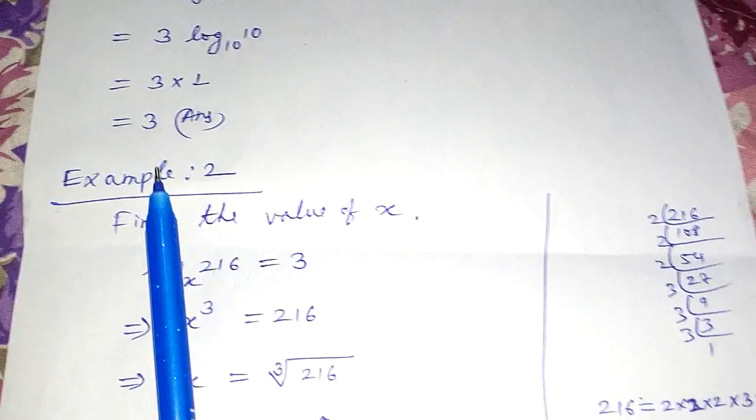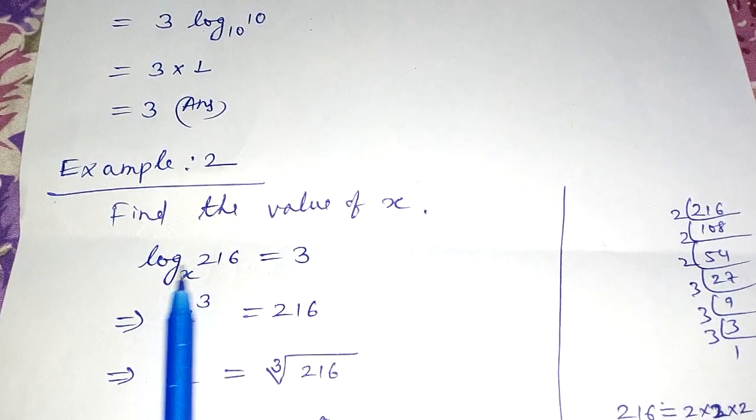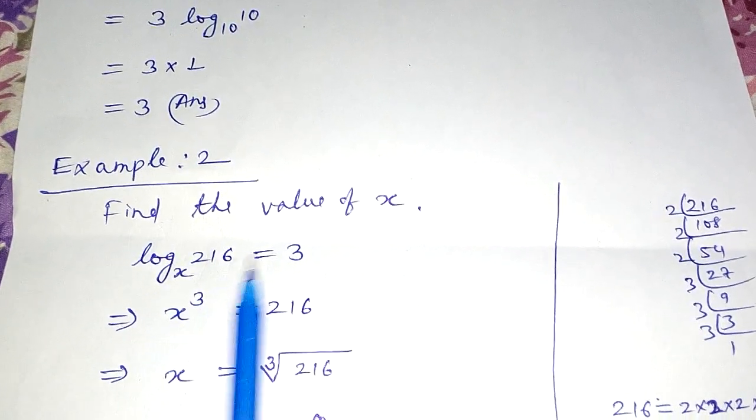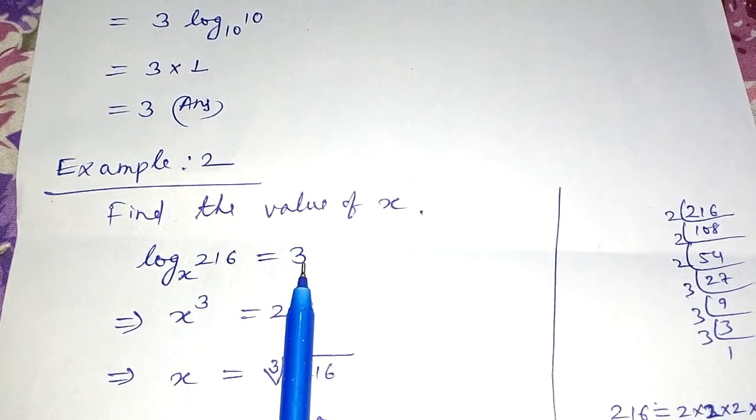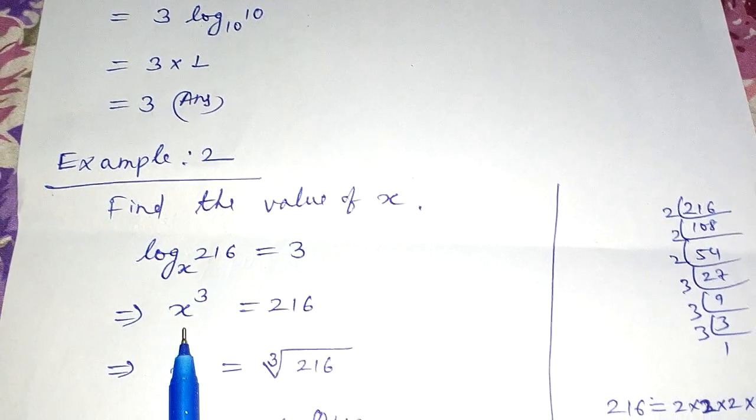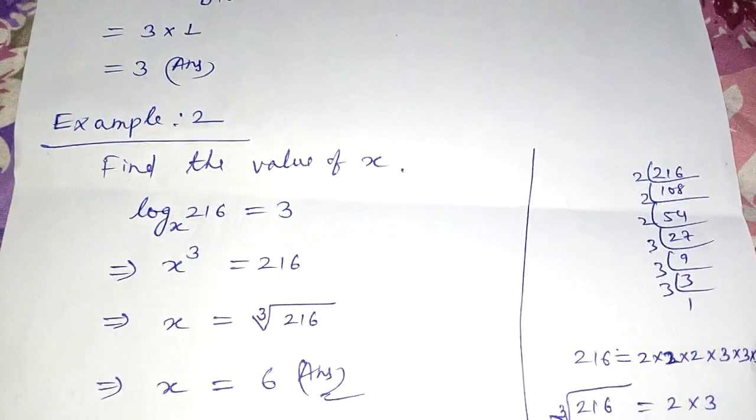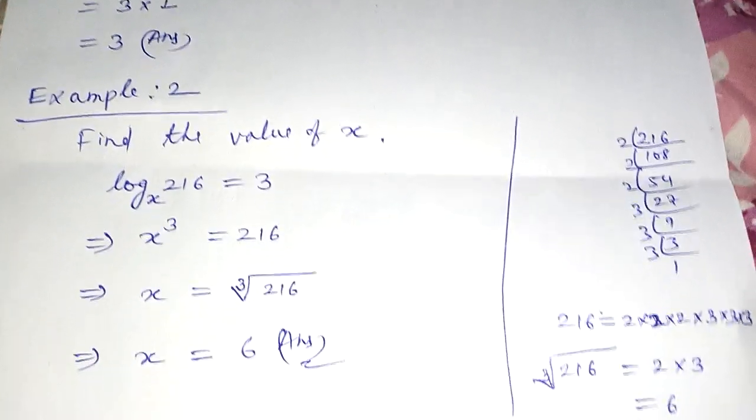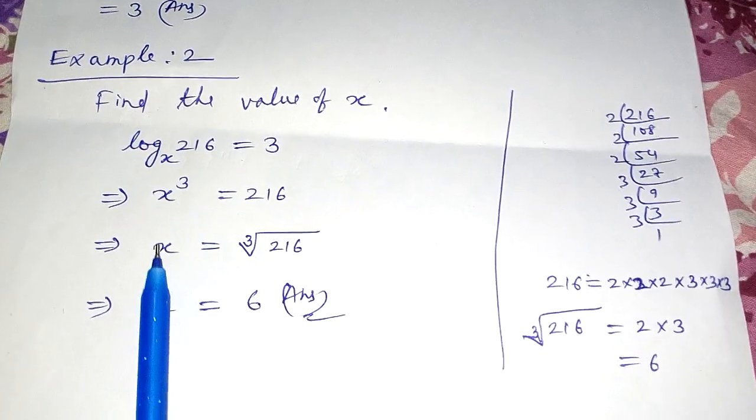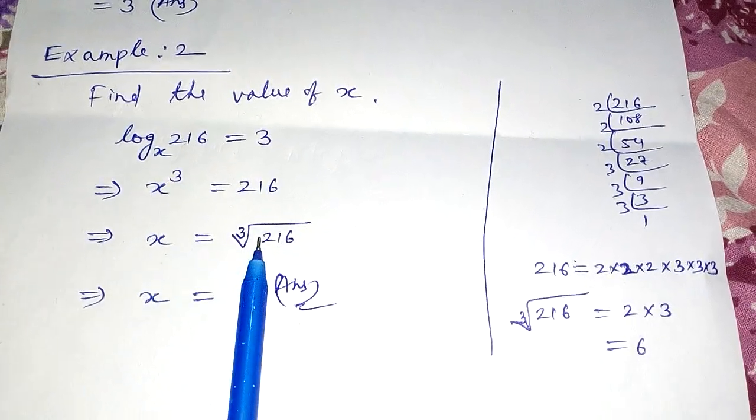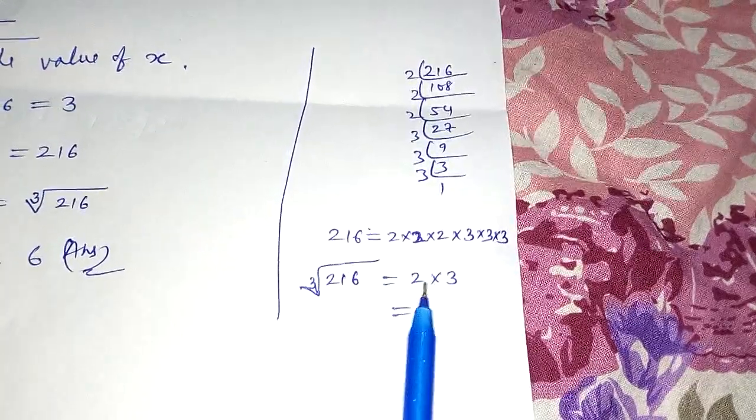Example 2: find the value of x, and the question is log 216 base x equal to 3. You know formula number 1, that x goes here and 3 becomes the power of x. So x cube equal to 216, and the log vanishes. This is formula number 1 which I discussed earlier. Now they have asked us to find the value of x, but we have a cube here. When we remove the cube, we get the cube root of 216, and finally the answer is 6.